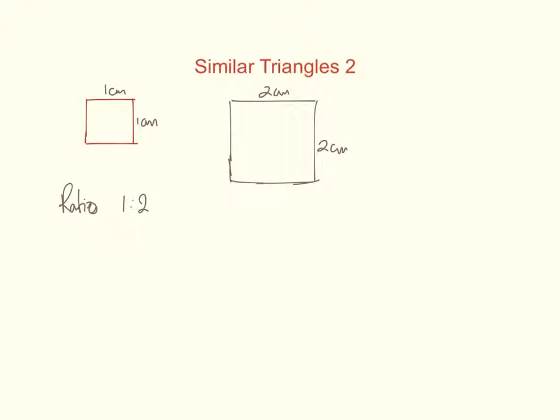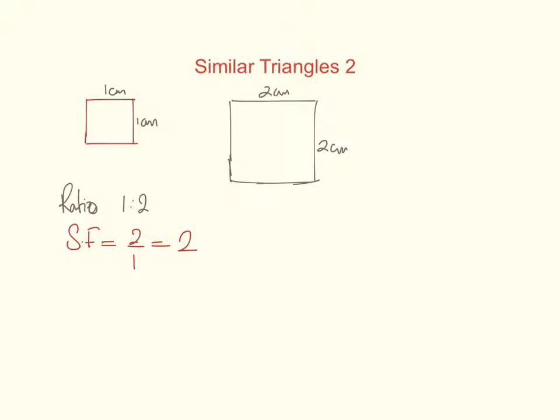Okay, you can also say that the scale factor, if I take one side of the bigger square, 2, divided by one side of the smaller square or a corresponding side, the scale factor is 2, saying that the bigger square is 2 times the size of the smaller one. Okay, cool. So that's our preamble.